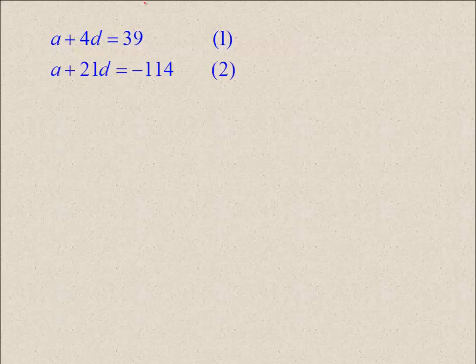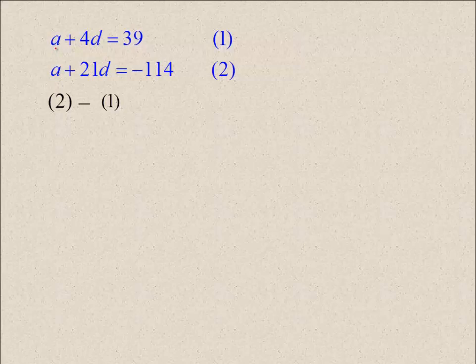Right, going back, guys. A plus 4D is equal to 39, call that equation number 1. A plus 21D is equal to minus 114, equation number 2. This is very easy because all I do is I simply say I need to get rid of one of my variables. I'll get rid of A. Equation 2 minus equation number 1.